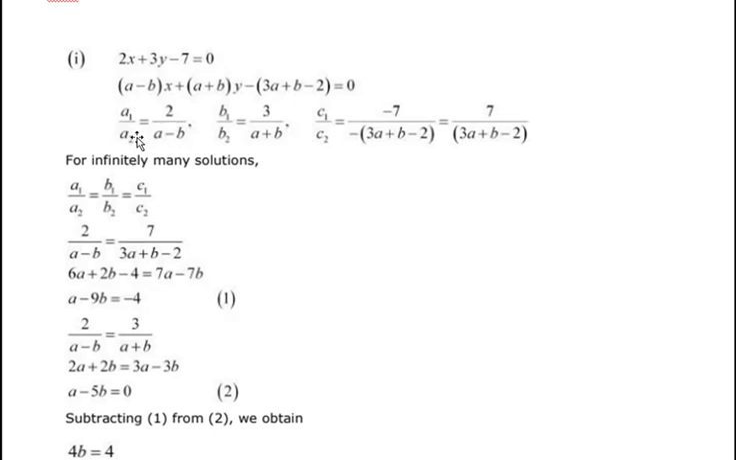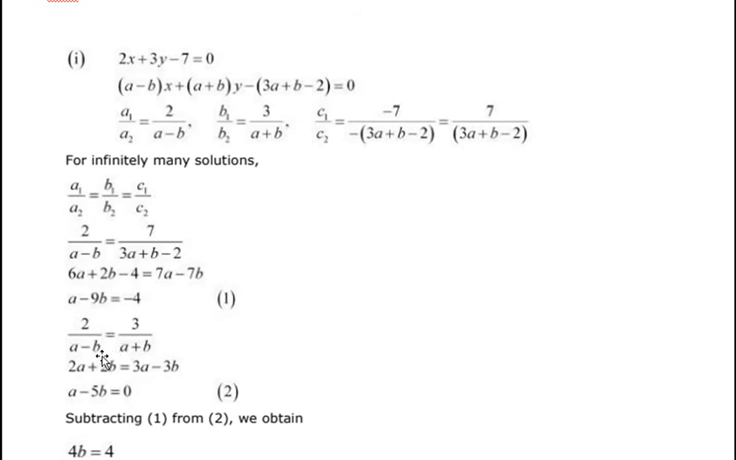You can see the values have been put: A1 by A2, B1 by B2, C1 by C2. Now we will compare A1 by A2 with C1 by C2. So you can see A1 by A2 is 2 by A minus B, and C1 by C2 is 7 by 3A plus B minus 2. Now after cross multiplication and solving, we are getting this equation 1.